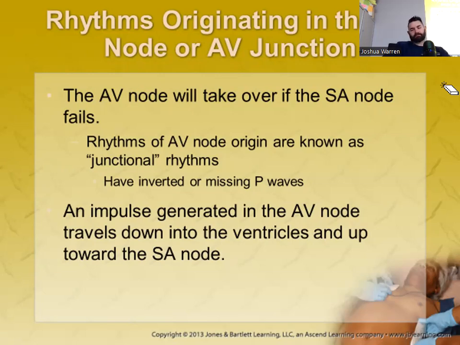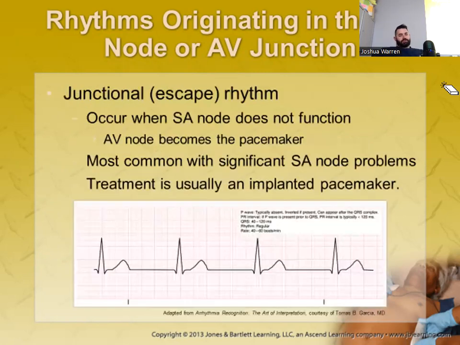You want to see one? Yeah. There we go. There's your junctional escape. How do I know it's a junctional escape? There's no P wave. It's regular, it's skinny, and it's got a rate of 40 to 60. It's not really diagnostic; it'd probably look like that because of the repolarization of the ventricles.